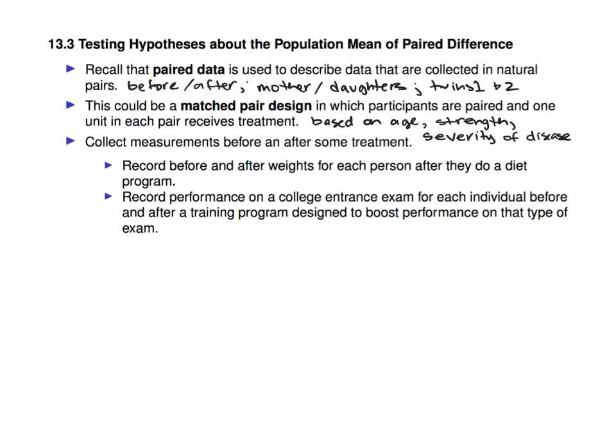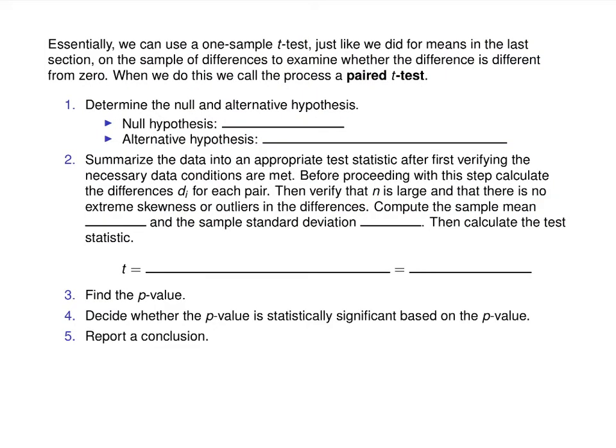So yeah, we also already discussed before and after. You can collect measurements before and after some treatment, so before or after a diet, or you could record performance on a college entrance exam for each individual before and after a training program designed to boost their performance. And for this situation, essentially, we're going to do a one-sample t-test like the previous section. The only difference is in the pre-processing of the data: you are averaging the differences, not the individual data itself.